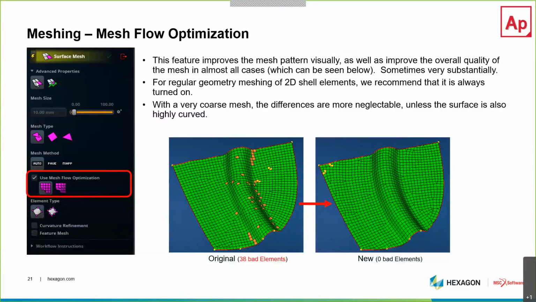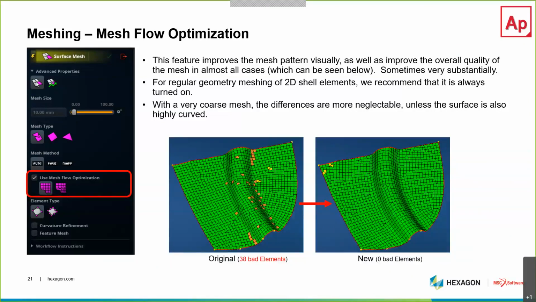Now, some updates in meshing, specifically 2D meshing. We have this new technology called mesh flow optimization. This really brings Apex to the grade A standard of shell meshing that we wanted it to be, where it actually has the ability to identify geometry features like curves or waves in the geometry, and it'll line up the mesh with those geometry features.